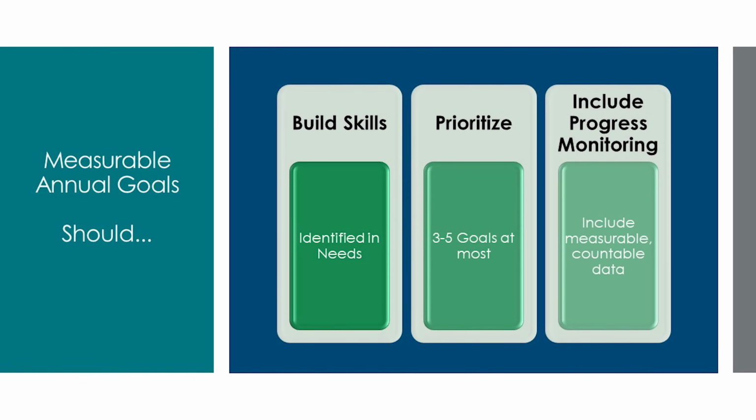And then measurable annual goals project student performance at the end of 1 year of instruction. We are not looking at how the student will be doing 2 or 3 years down the road. We are only projecting how the student will be doing at the end of the current IEP year. When writing a measurable annual goal, you should always start with the student's baseline skill. This information can be located in the present level section of the IEP. And finally, make sure goals are written so you can actually progress monitor them. Well-written goals contain measurable, countable data, which allows accurate progress monitoring.